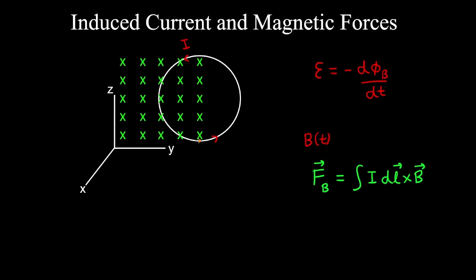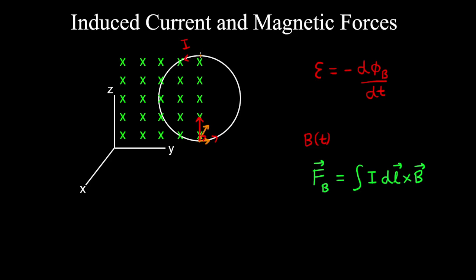So if we consider this point at the bottom of the loop, we have a differential length vector in this direction and a magnetic field vector going into the screen. So you can visualize these vectors as being in the XY plane. And if we're taking the cross product between dL and B, it results in a magnetic force that points upwards at this point.